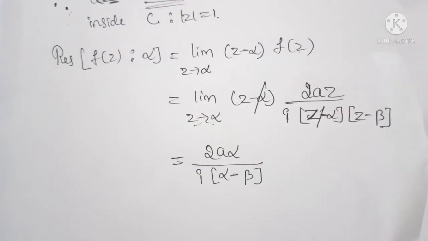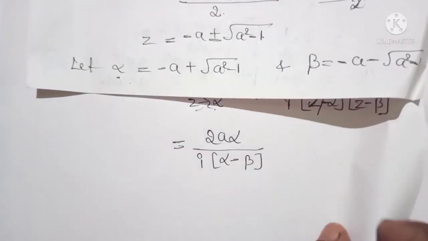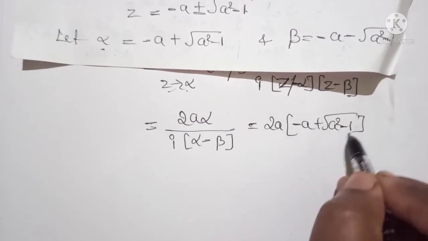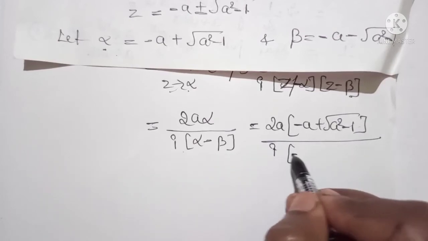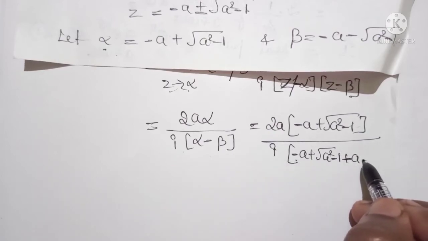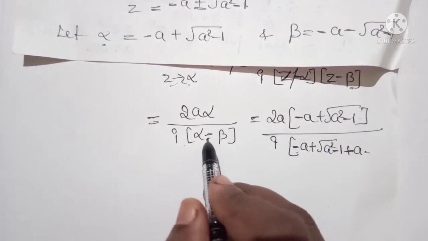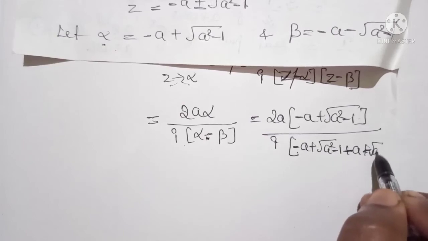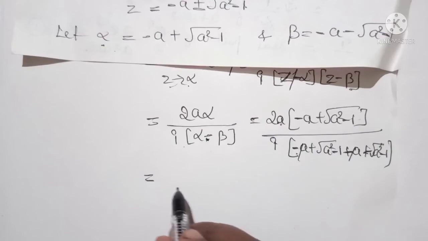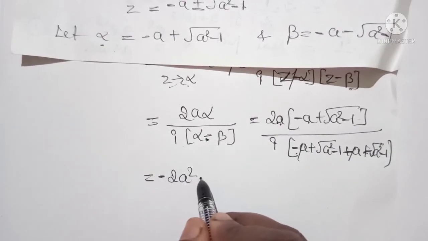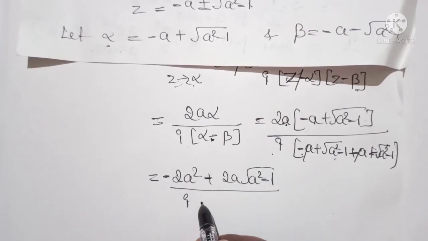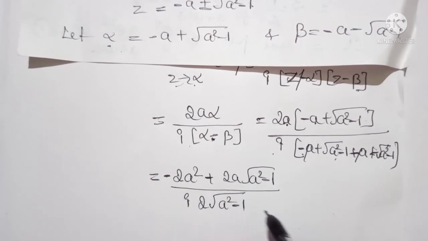Here the α value is −a + √(a² − 1), so that is 2a(−a + √(a² − 1)) divided by i times (α − β), where β is −a − √(a² − 1). The −a and +a get cancelled, leaving 2√(a² − 1). Multiplying 2a with the bracket, we get the numerator −2a² + 2a√(a² − 1), and the denominator i times 2√(a² − 1).